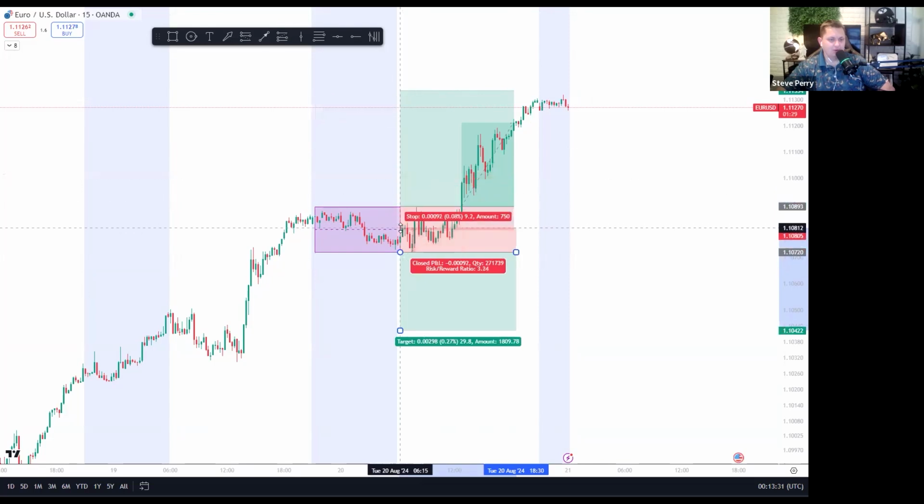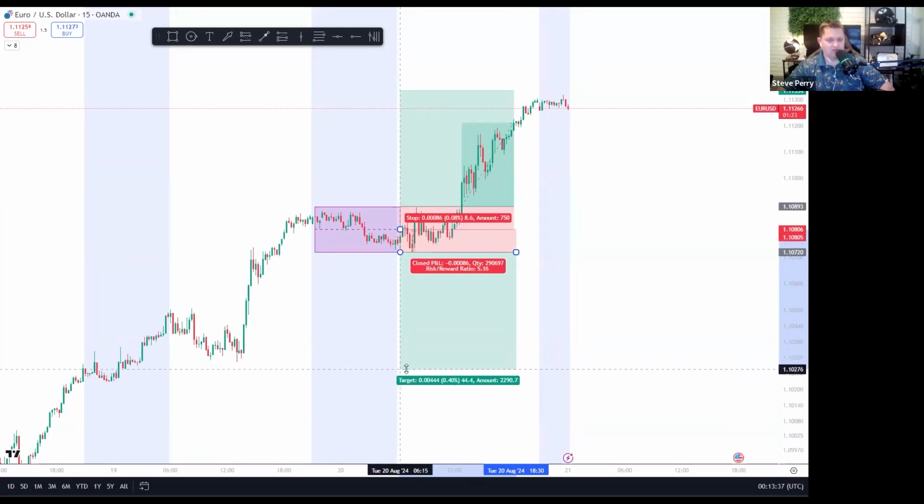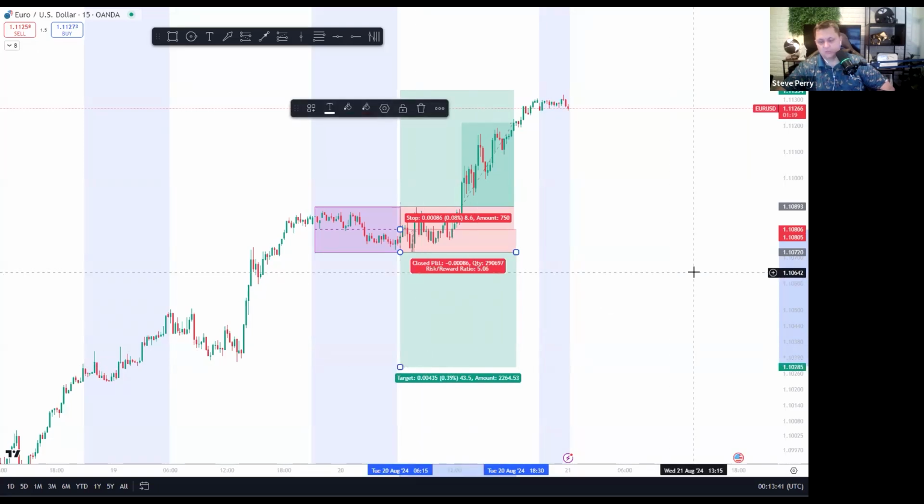And the stop loss goes halfway through the Sydney session. And then you're going to bring that target to 5 times whatever you're risking. So if you're risking 8 pips, you're going to go for 40. If you're risking 7 pips, you're going to go for 35, right? That's the idea: you're going to have a take profit that's 5 times whatever you're risking.